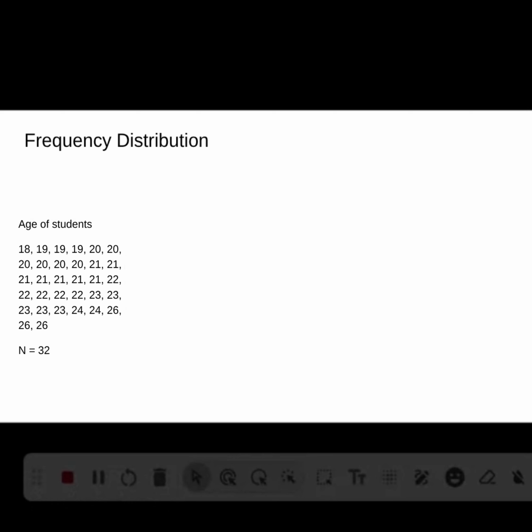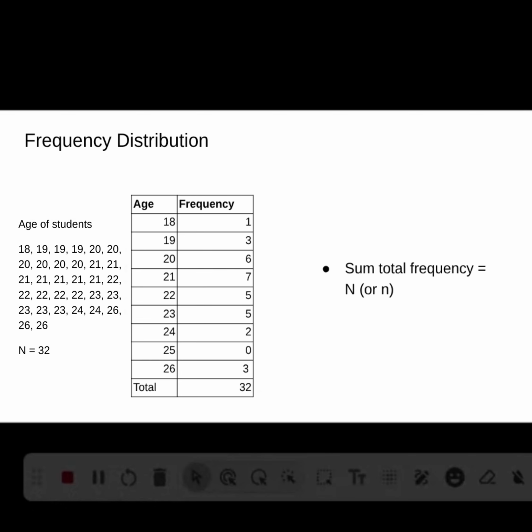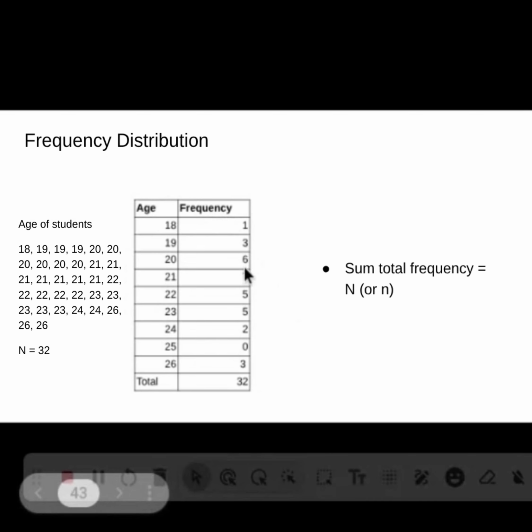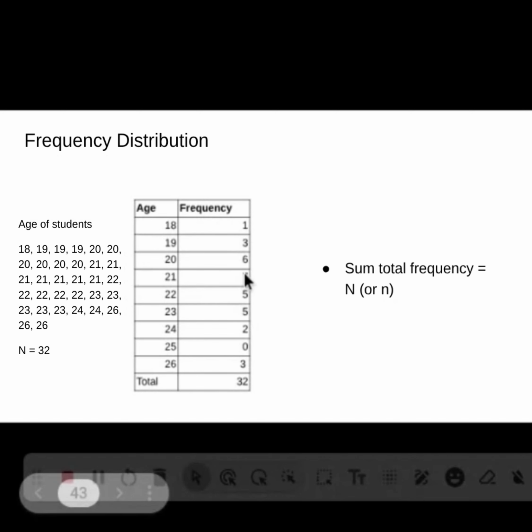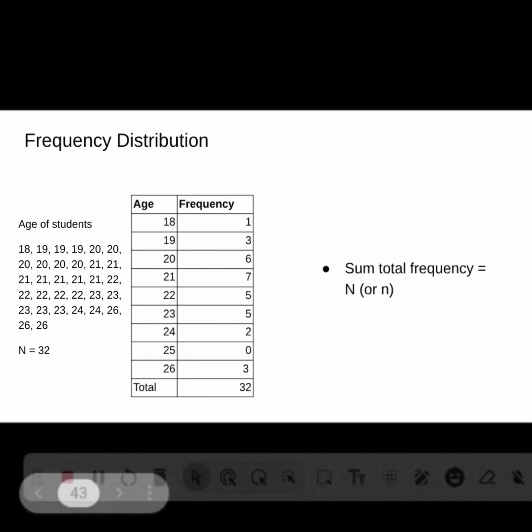For example, here's the raw ordered data representing the ages of 32 students in a class. To get a better picture of the data, we can count up how many times each value appears and construct a frequency distribution like this. The sum of all the frequencies adds up to the population size. Looking at this table, we can see that 21 is the mode, 20 has the next highest frequency, and so forth. But with so many values, this table is very cluttered.